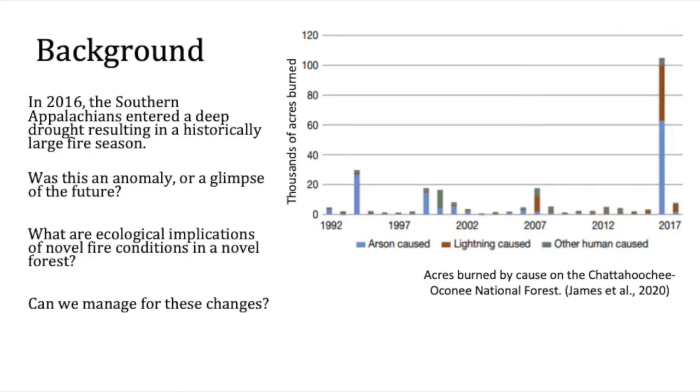So I don't think I need to talk about this too much. Everybody knows what happened in 2016. But a couple of people pointed out, is this an anomaly or is this actually a glimpse into the future? And I would guess that most of you think that it's a glimpse into the future, right? And what are those ecological implications of our novel fire conditions in what we really would consider a novel forest, right? And how do we actually manage in these forests?